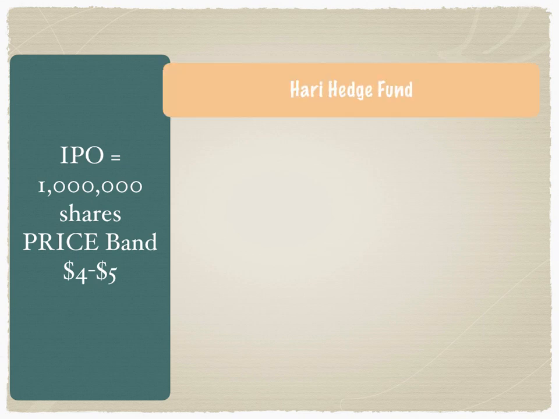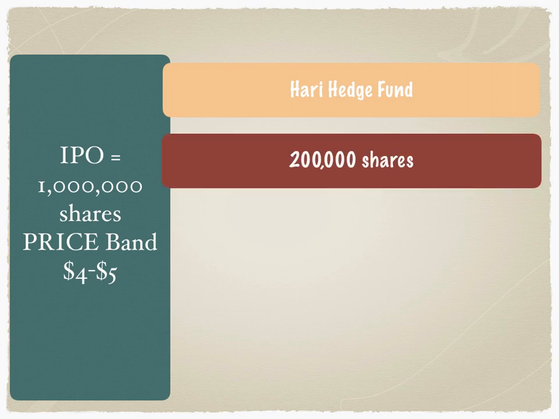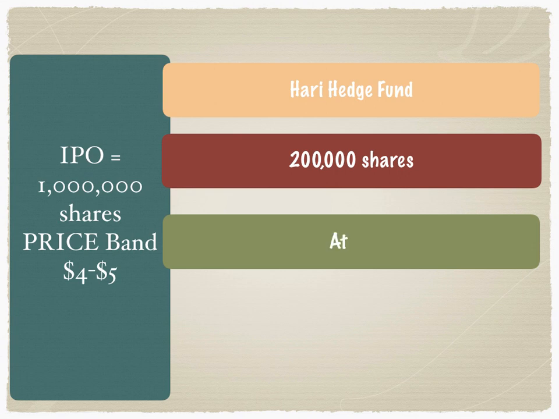My favorite hedge fund is back. Hari Hedge Fund decides to apply for 200,000 shares at a price of $5. Is this a valid price? Sure, it's a valid price because it's within the band. So Hari Hedge Fund has evinced interest or has applied for 200,000 shares. Does that mean the IPO can close?